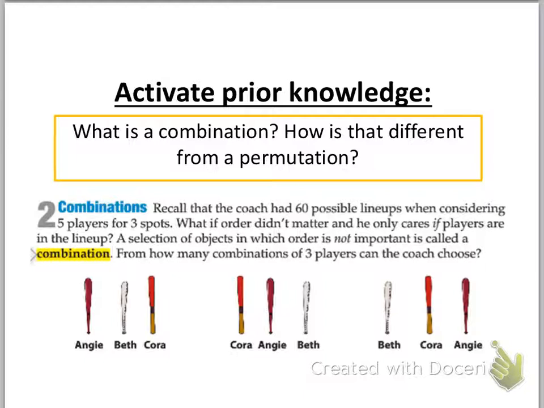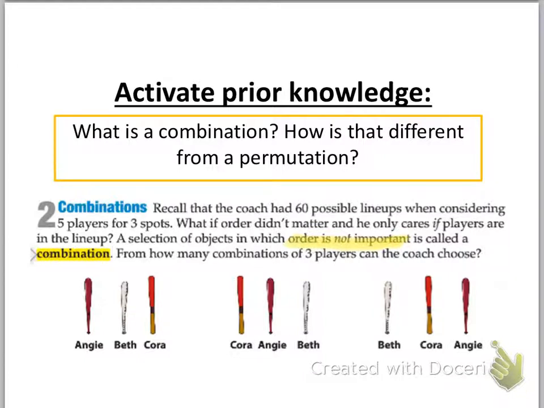So let's go back to thinking about the baseball team. Imagine there are 60 possible lineups when considering 5 players for 3 spots. What if order didn't matter, and the coach only cares if players are actually in the lineup? A selection of objects in which order is not important is called a combination.